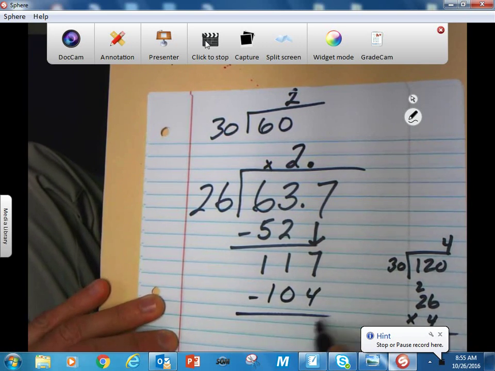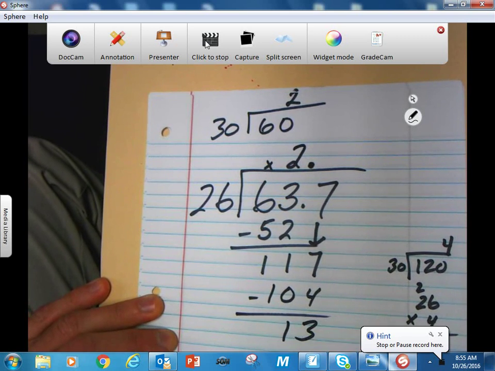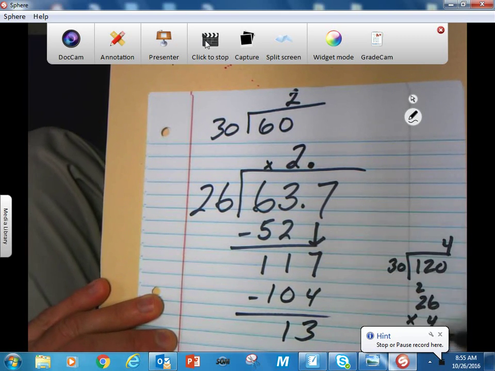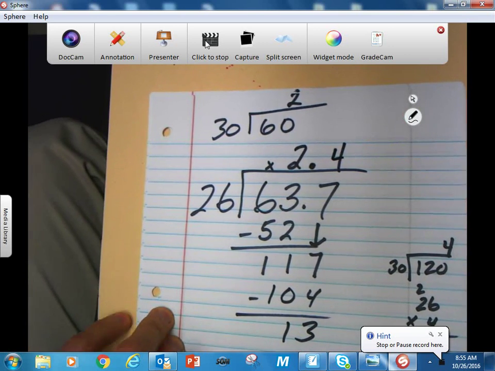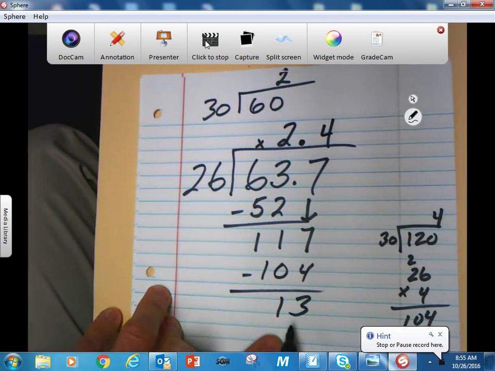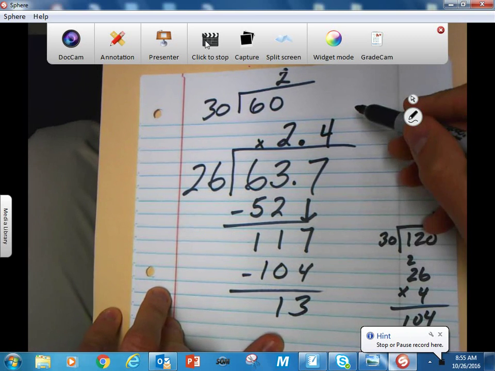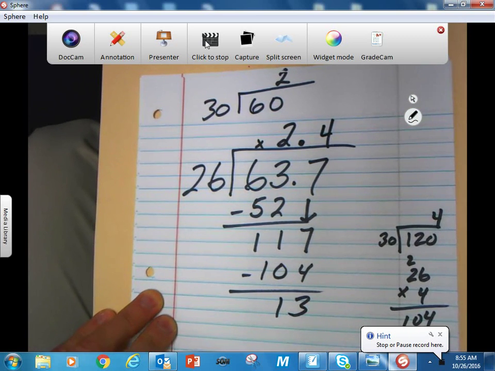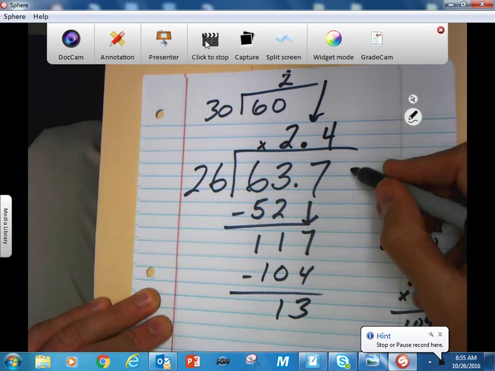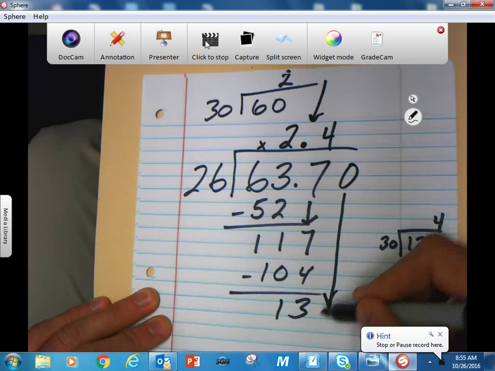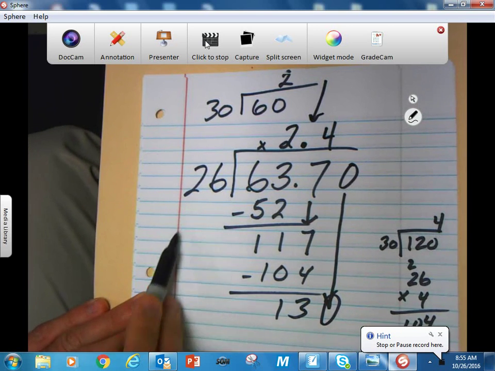Okay, let's go ahead and subtract that out, and we're left with 13. Okay, how many times does that fit? 4. But wait, we have a remainder here. Do we just go remainder 13 here? No. Why? Because we're working with a decimal. So let's bring down another imaginary 0. How many times will 26 fit into 130?